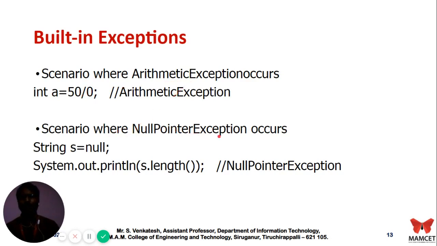Next scenario is null pointer exception. Null pointer exception means s equal to null. You are assigning and you are trying to find out the length of the null. So s.length means s is null. So for null you are trying to find out length. So it is not possible. You are trying to print length of null. It is not possible. So null pointer exception.